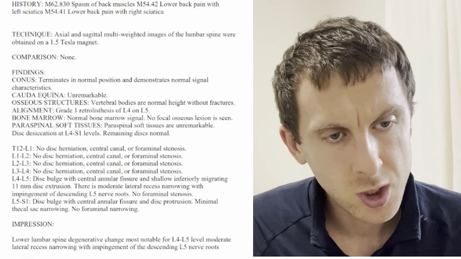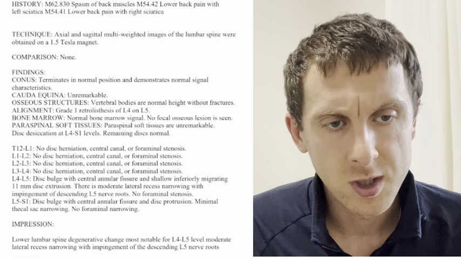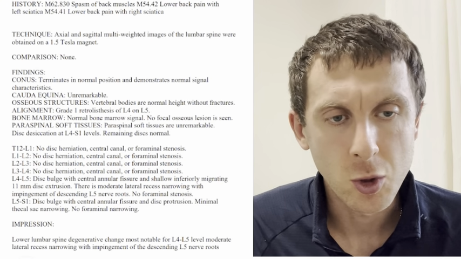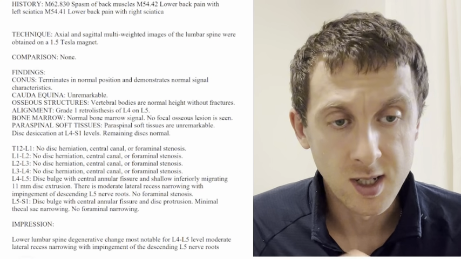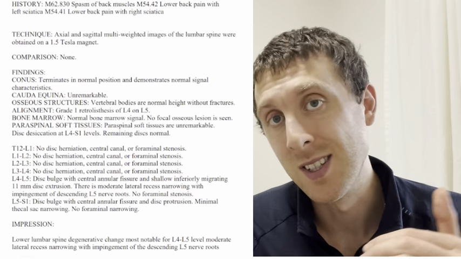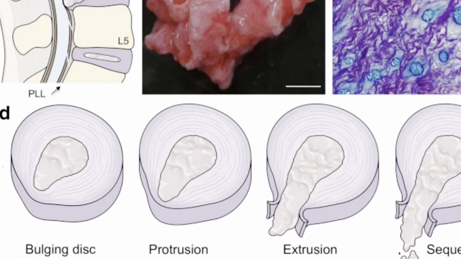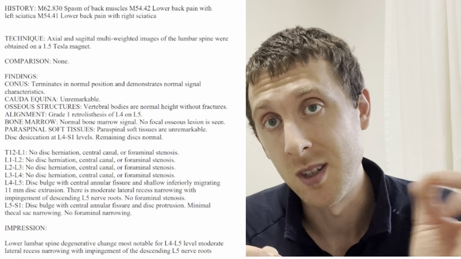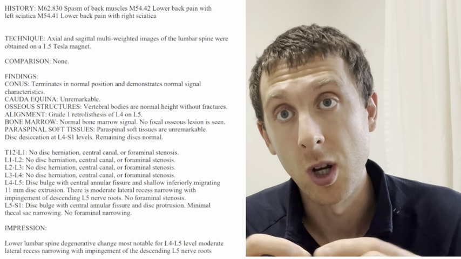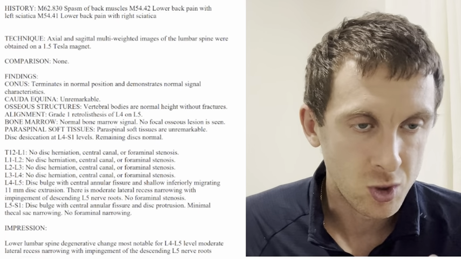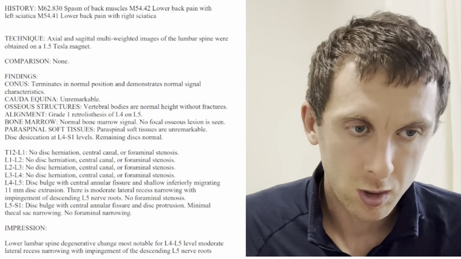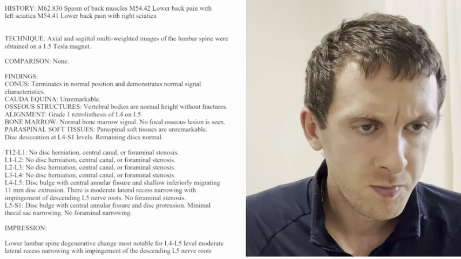So disc bulge with central annular fissure, same thing, and a disc protrusion. A disc protrusion is a type of disc herniation as well, and slightly less severe in terms of the amount of change in the integrity of the disc. So it goes disc protrusion, disc extrusion, and then disc sequestration, where a piece of the disc actually comes off from the rest of the disc. So disc protrusion is the least severe of the three, but regardless, there is a disc protrusion at L5-S1.